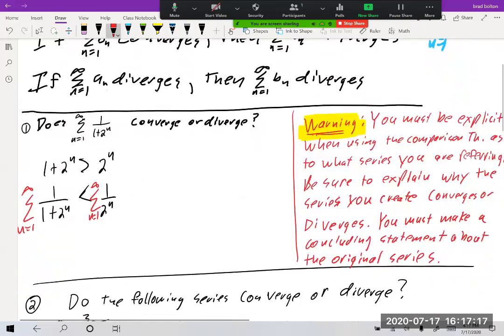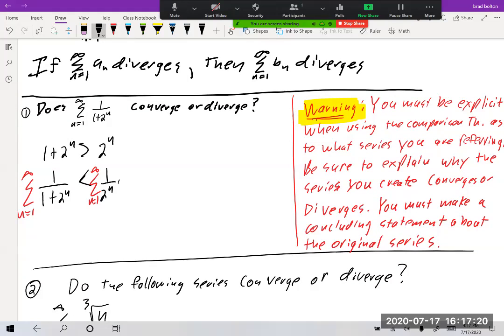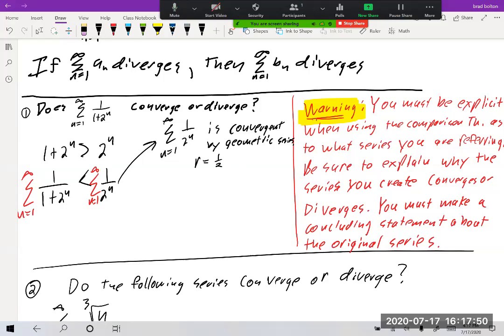So what I'm going to do now is I'm going to come over here and I'm going to check this series. So we take the series n equals 1 to infinity. This is my b sub n, right? And 1 over 2 to the n is convergent by geometric. Right, now how do I know? I know because the r is equal to 1/2, which is less than 1. So that means convergent, okay?